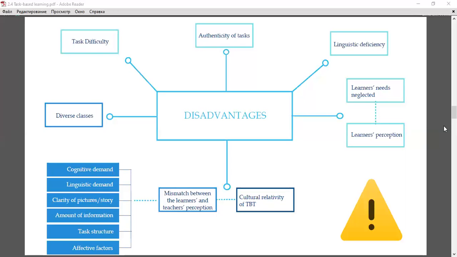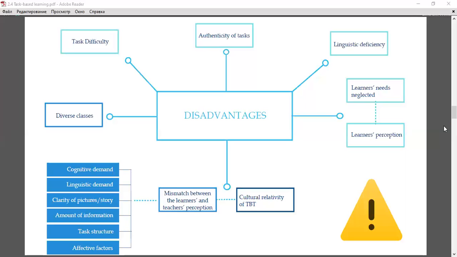Next, amount of information: both an overload of information and a lack of information were undesired. Fifth one, task structure, the way information was organized. And the last one, affective factors, like liking a picture story or being able to relate to it would make it more enjoyable, if not easier.